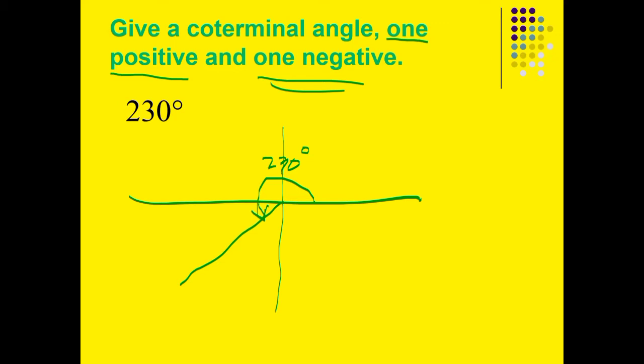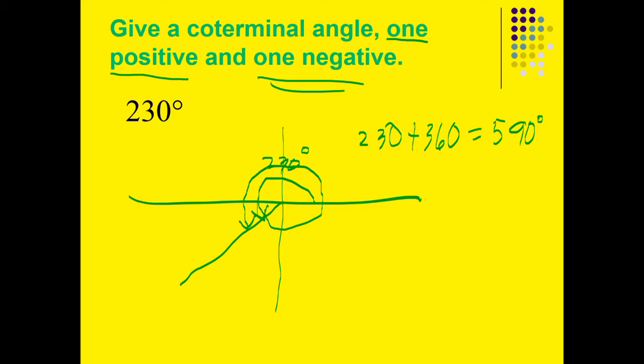So since we wanted another positive one, we are going to rotate another rotation. So we have here 230 degrees. This is 230, plus 360, and we come up with how much? What is the sum of this? So we have here 590 degrees. Okay, that's the positive valued one.